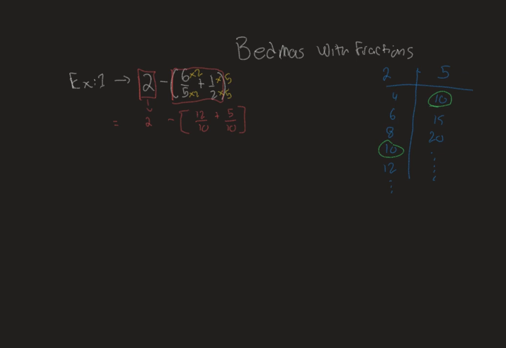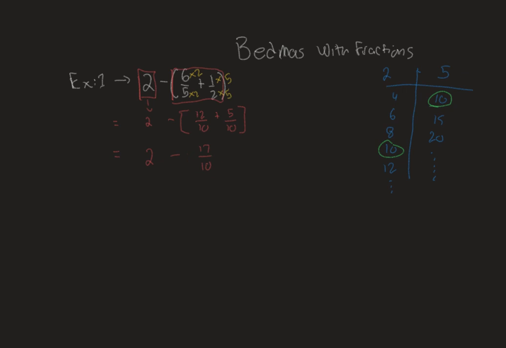Now, they're the same number on the bottom. So now that they're the same number on the bottom, I'm able to add our tops here. So we've got 12 plus 5, which is 17 over 10. Now, because the addition has been made, I don't need the bracket anymore. The bracket's gone. So let's get rid of this bracket.